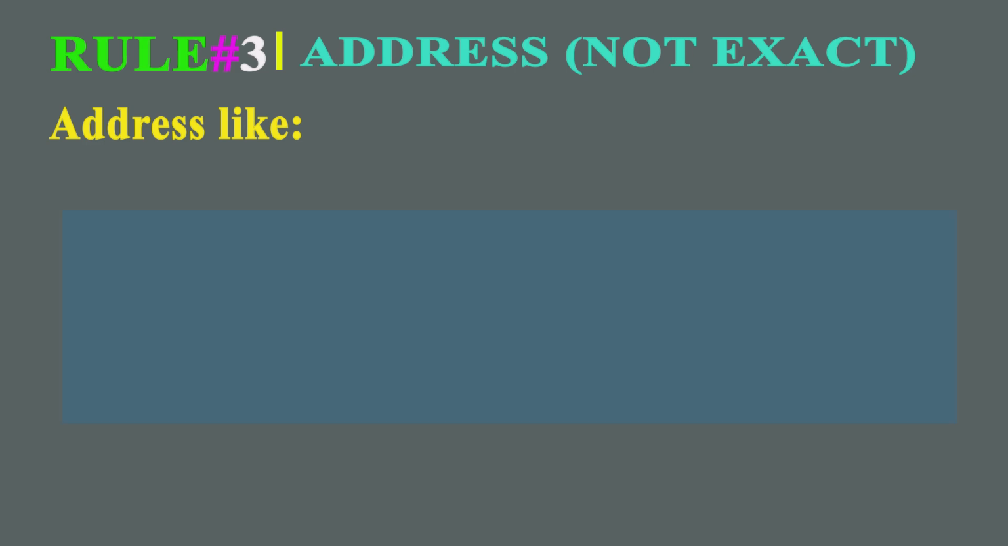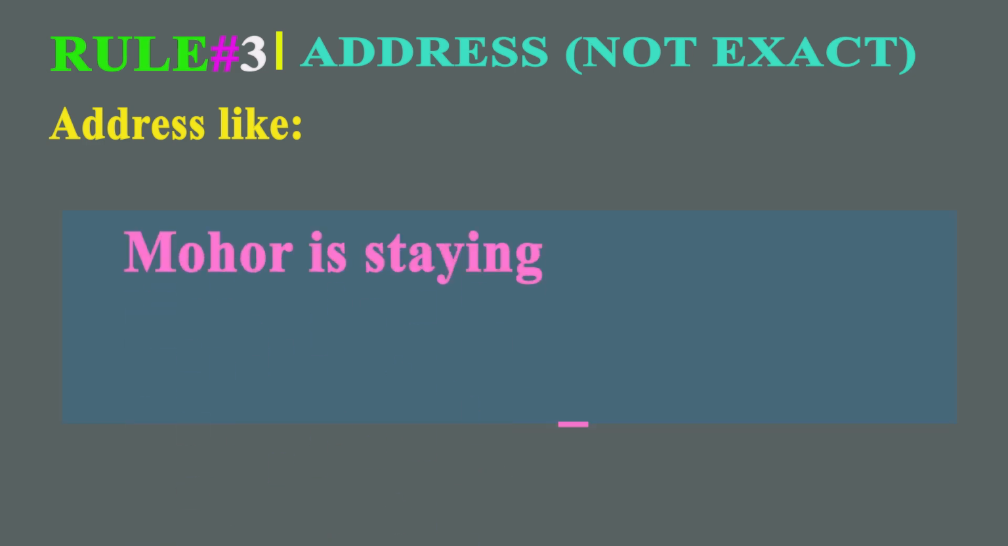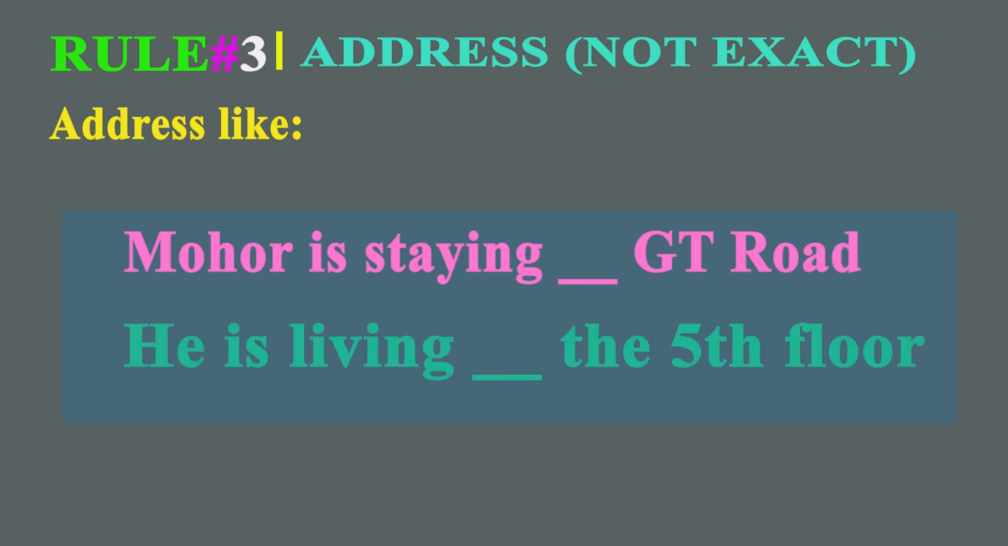For example, Mohor is staying dash GT Road. GT Road is a general address. He is living dash the 5th floor. The 5th floor is also a general address, so we will use on. So Mohor is staying on GT Road and he is living on the 5th floor.